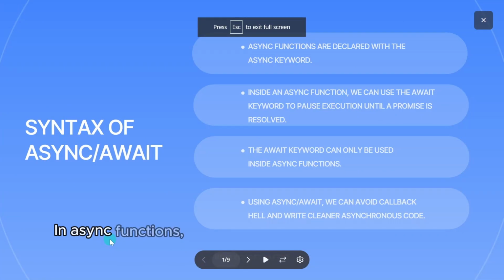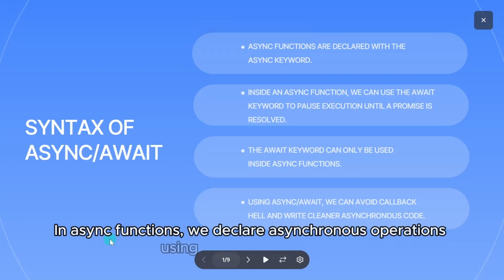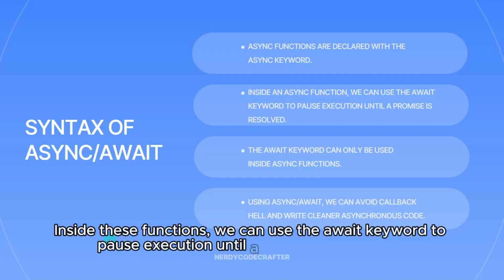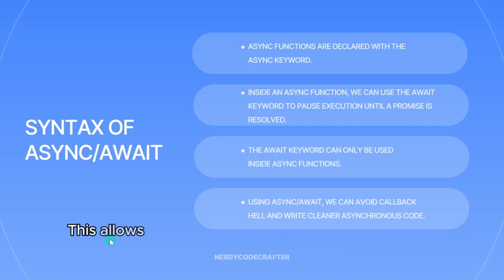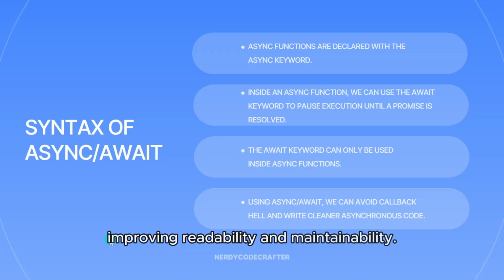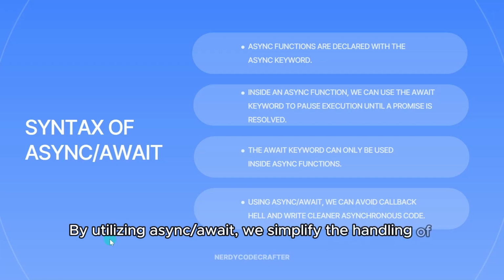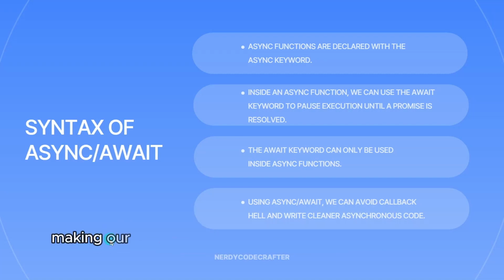In async functions, we declare asynchronous operations using the async keyword. Inside these functions, we can use the await keyword to pause execution until a promise is resolved. This allows us to write asynchronous code in a more synchronous-like manner, improving readability and maintainability. The await keyword can only be used inside async functions. By utilizing async/await, we simplify the handling of asynchronous operations, making our code more intuitive and easier to understand.